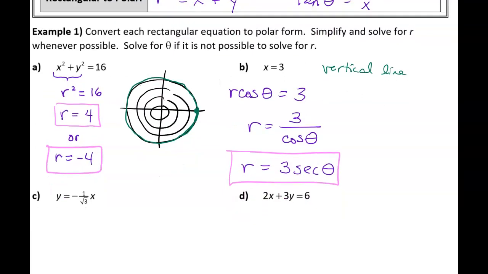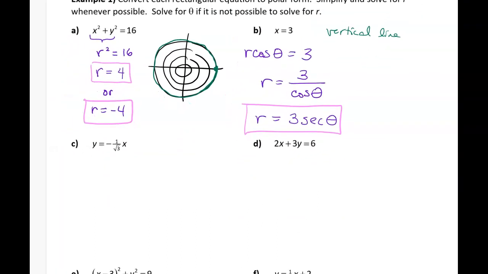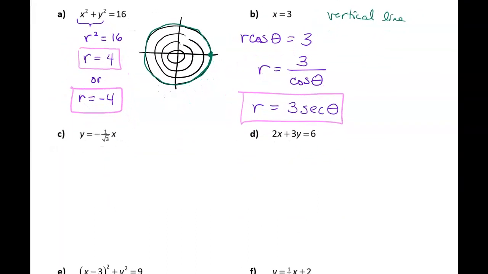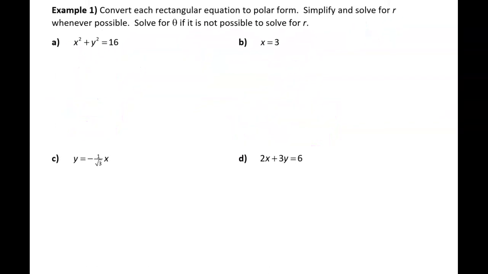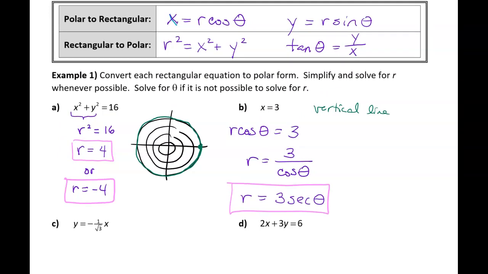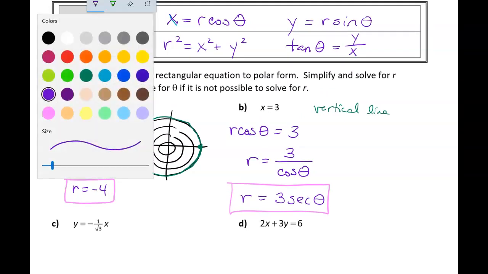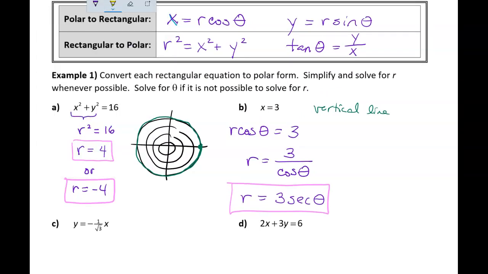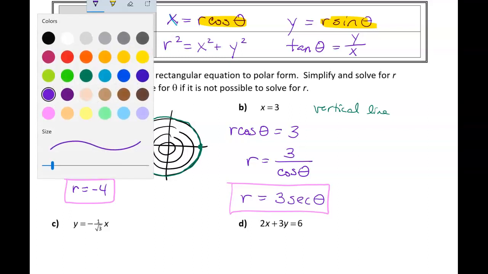All right, let's check out the next one. y equals negative 1 over the square root of 3 times x. Now there's a couple different ways that we can get at this one. If you can imagine, we could take and replace the x with r times the cosine of theta and the y with r times the sine of theta. If we did that, the r's would divide out, and we'd be left with something that might be a little bit more difficult to handle. There is a harder way, and an easier way to do this type of equation.